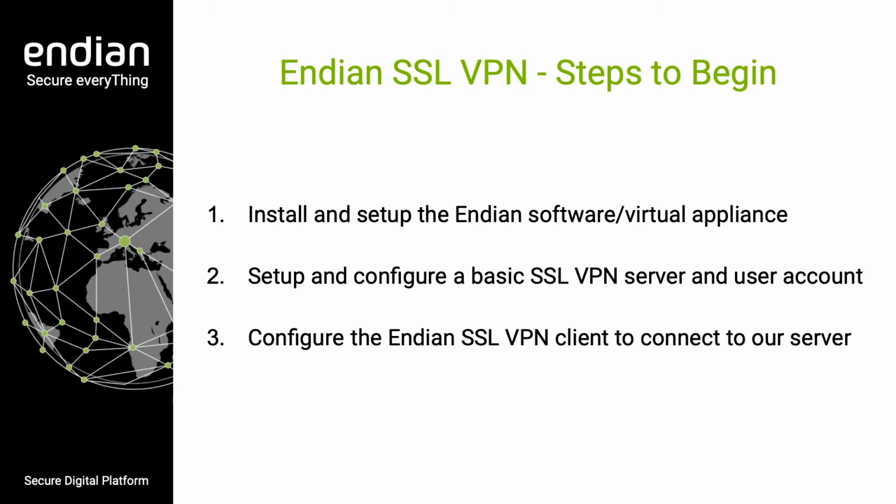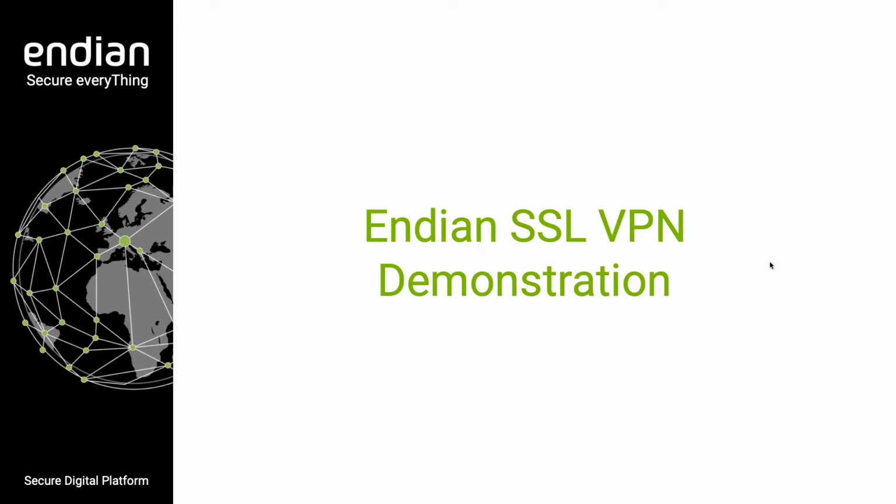Once the device is installed and we have the basic network configuration set up, we will walk through how to set up the SSL VPN server on the Endian, and we'll create a test user account. And then the last part is to show the connection, using the Endian SSL VPN client to actually connect to our test Endian SSL VPN server. So those are the basic steps that we're going to follow here. We're going to go ahead and do our demonstration.